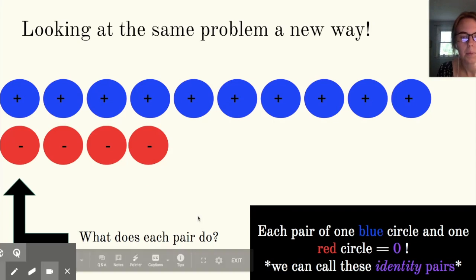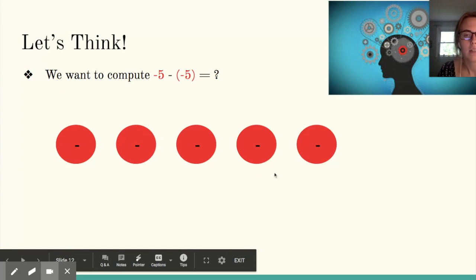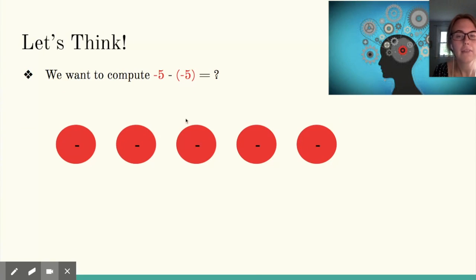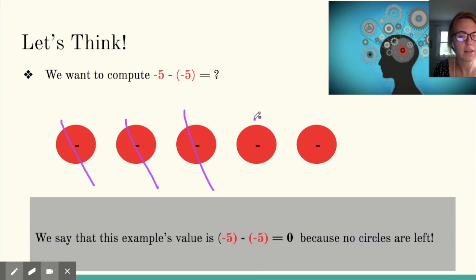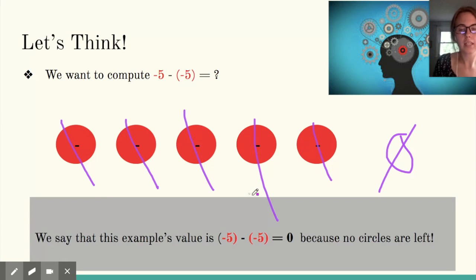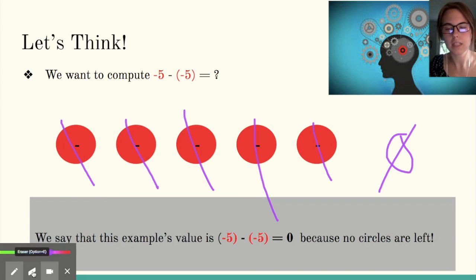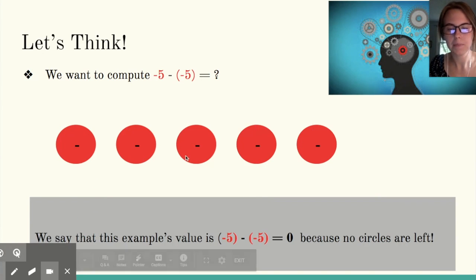So moving on, let's think back to the donut example. We have -5, but we also want to subtract a -5. We don't have any pairs, but we can cross out the -5 because we want to remove the -5. And then we're left with 0. So that's exactly like the donut example, but with these circles instead.